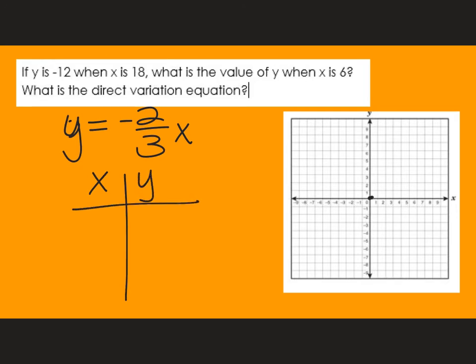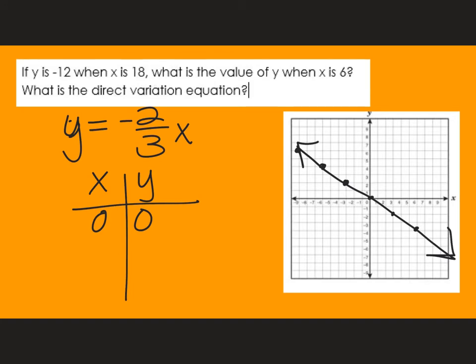We start at the origin, so when x is 0, so is y. I'm going to use my slope of -2/3. So I'm going to rise 2, run 3. Rise 2, run 3, and so on and so forth. I can go the other direction as well to graph my direct variation, pardon me, and my not so straight lines, but you get the idea.